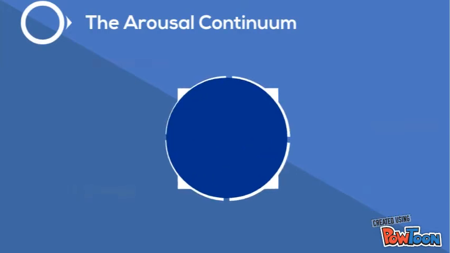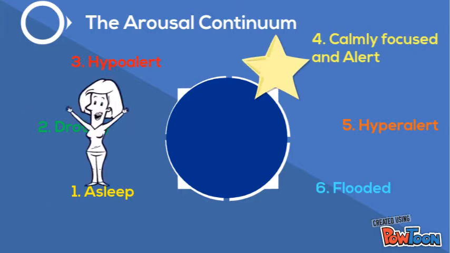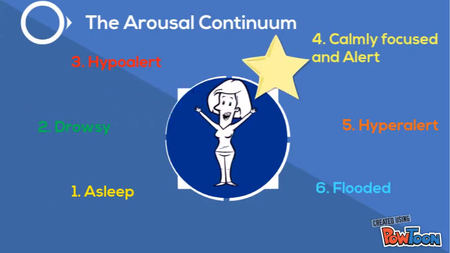The important thing to keep in mind when working with a child is that when children are in a calmly focused and alert state, they are at their prime. They are best able to pay attention, modulate their emotions, and perhaps even be ready to learn language-related concepts such as vocabulary, sentence structure, and more.